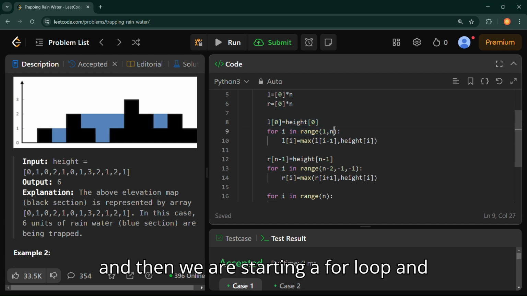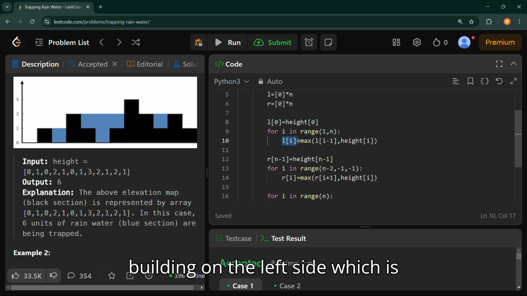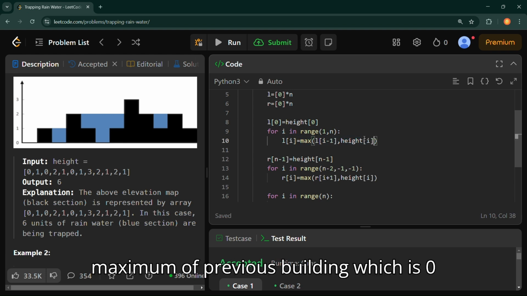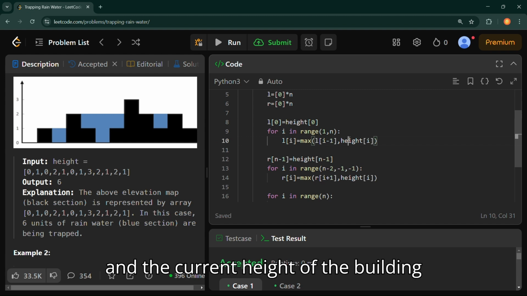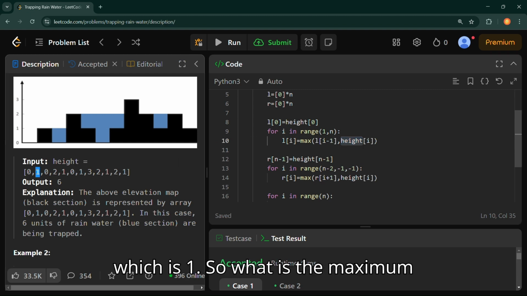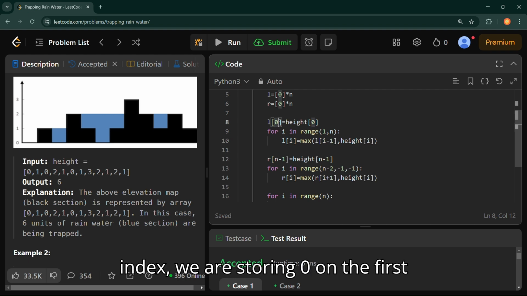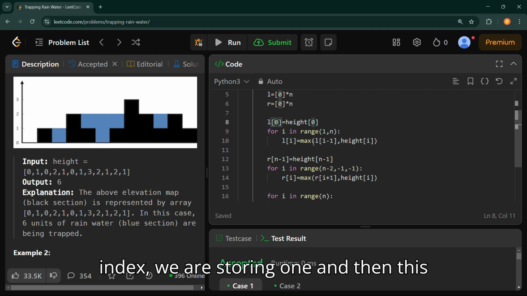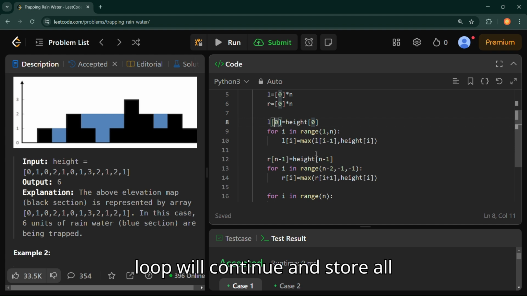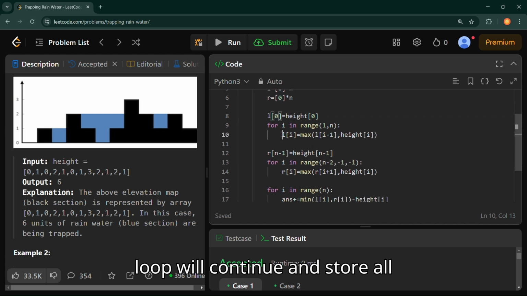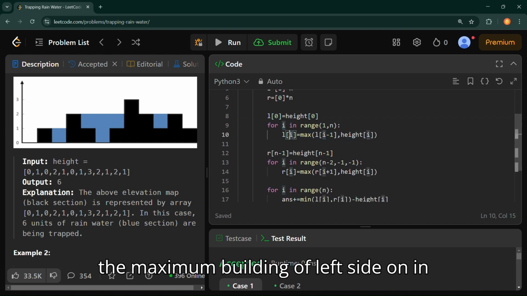And then we are starting a for loop and then we are storing the higher building on the left side, which is the maximum of the previous building, which is 0, and the current height of the building, which is 1. So what is the maximum between these two? Which is 1. So we will store 1 on the first element. On the 0th index, we are storing 0. On the first index, we are storing 1. And then this loop will continue and store all the maximum buildings of the left side in this array.